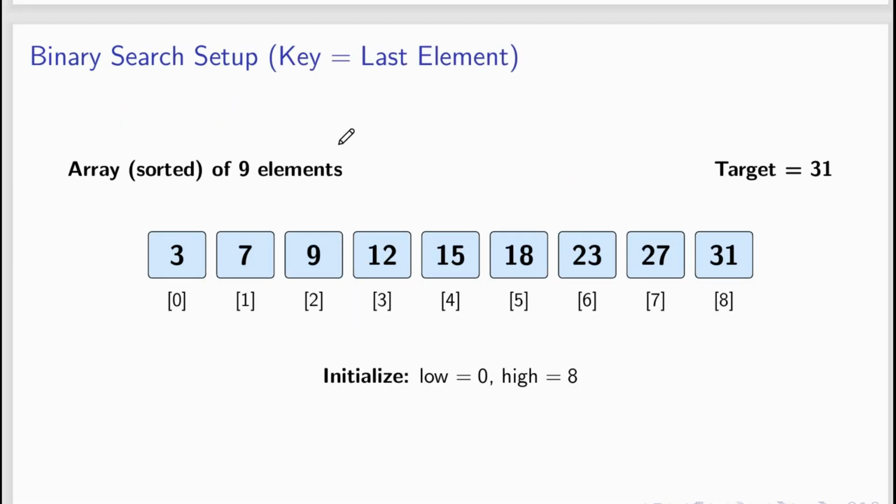Now we are taking another example, that is key equal to the last element, that is the target element is 31, meaning the searching element is 31. Now we'll start from the beginning, that is high will be on index number 8 and low will be on index number 0. In the same way, we will calculate the mid value and then compare the mid element, and if the mid element is lesser than the searching element, then we will go to the right side, and if the mid element is greater than the searching element, then we will move to the left side.